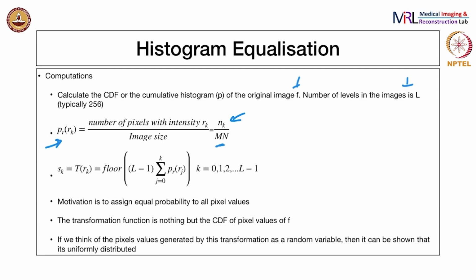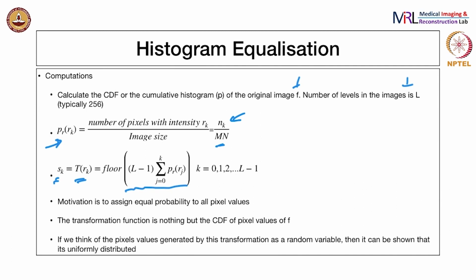And the way you would calculate Sk, which is basically the synthesized pixel value, is T of rk, which is given by this expression. You would do this in a numerical fashion. The motivation here, like we talked about, is to assign equal probability to all pixel values. And it turns out that the transformation function is nothing but the CDF of the pixel values of f.